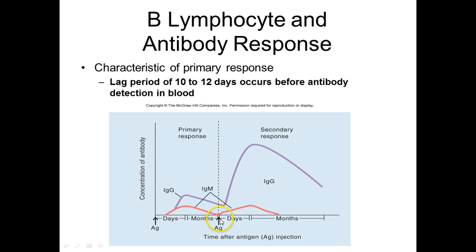The second time you get exposed, notice literally, right? Almost no lag. We're talking about, it could be the potential of hours, right? That you start producing IgM and very quickly switch to extremely high levels of IgG. Why is this? What cells are responsible for this very quick response? The memory cells, right? Because you just, in general, have more of them, right? So you're going to respond that much faster.